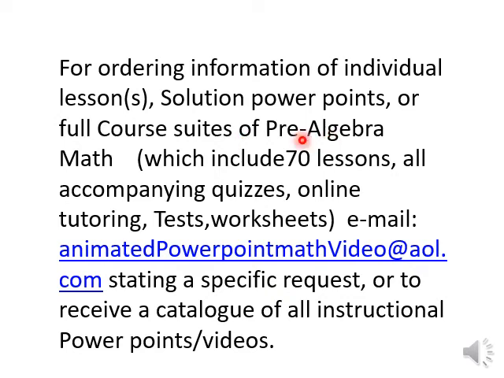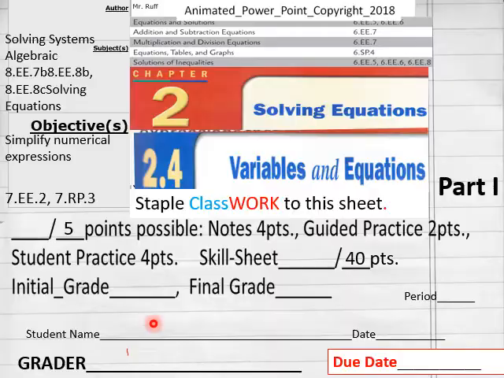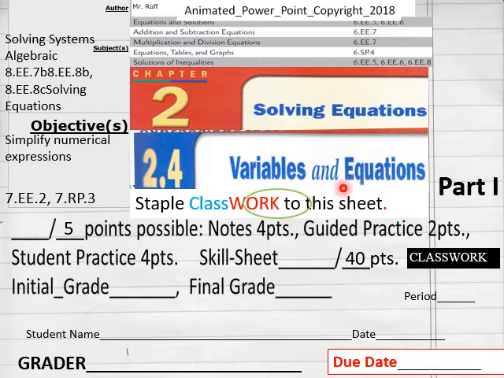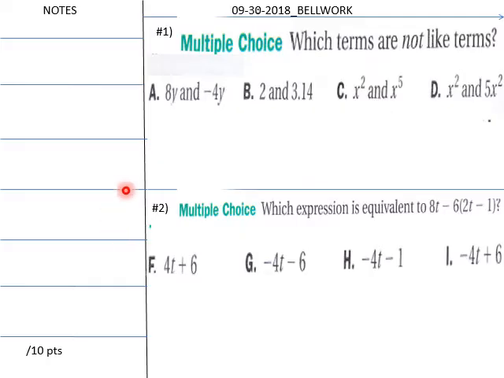Everybody, get ready to do lesson 2.4 pre-algebra math, part 1. And here it is: variables and equations. This 40-point skill sheet here is for classwork. Then we have 5 points of note-taking. Be prepared for that. Today, teachers, here's the bell work.